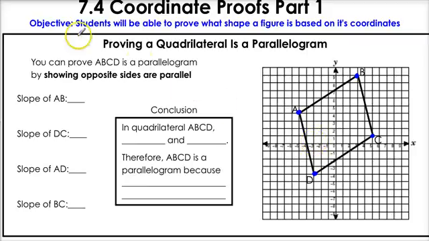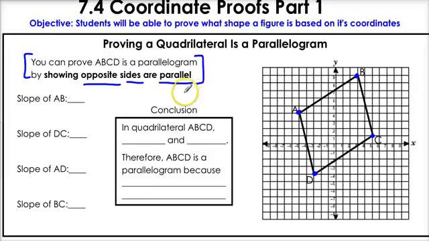Now the first thing we're going to do is prove that a quadrilateral is a parallelogram on the coordinate plane. The way we're going to do this, and hopefully you're thinking ahead a little bit, we're going to use one of the properties of a parallelogram. And the property that we're going to use is that opposite sides are parallel. We know that in every parallelogram, opposite sides are parallel. So to prove it, I have to show that the opposite sides are parallel.